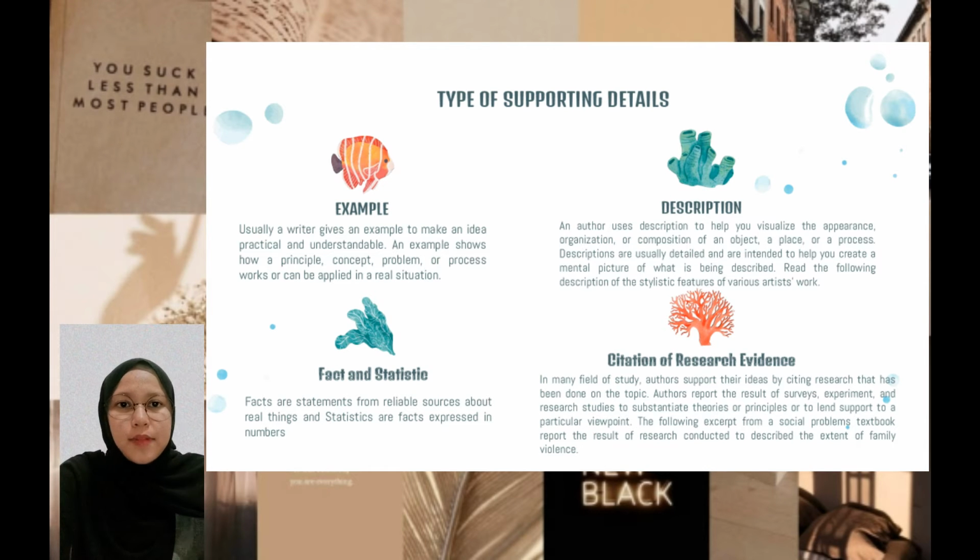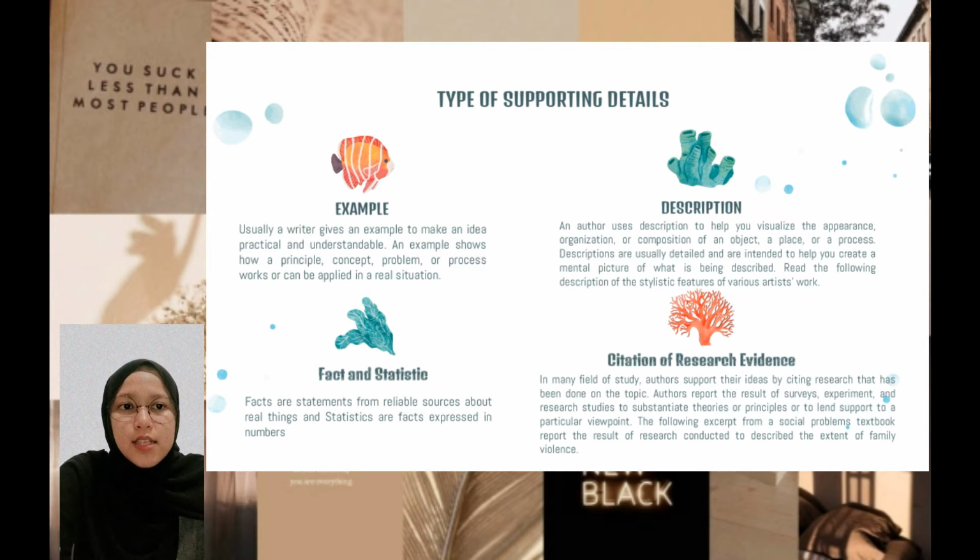The first, example. Usually, a writer gives an example to make an idea practical and understandable. An example shows how a principle, concept, problem, or process works or can be applied in a real situation.